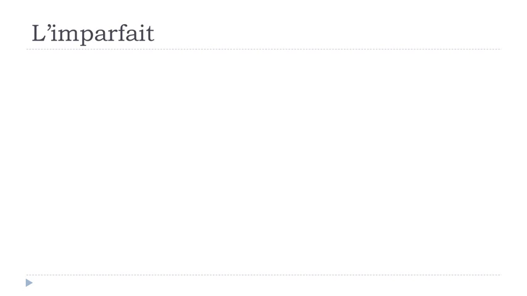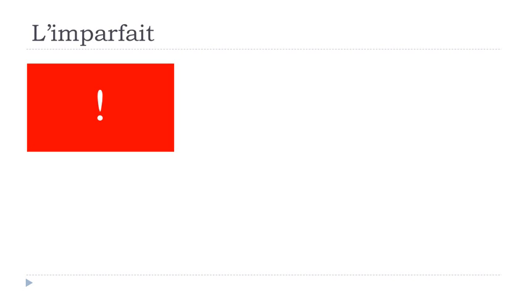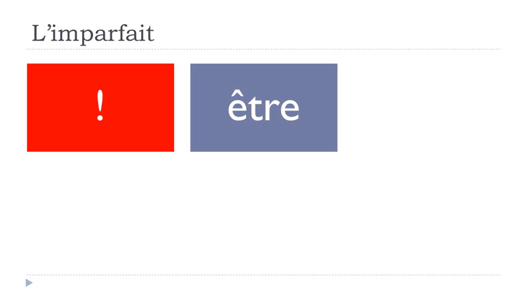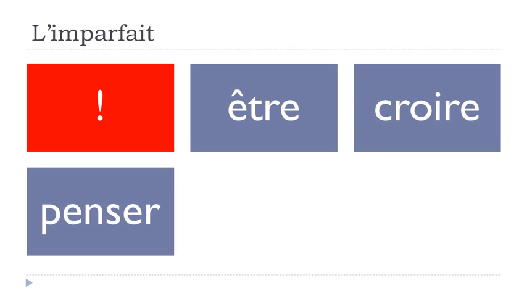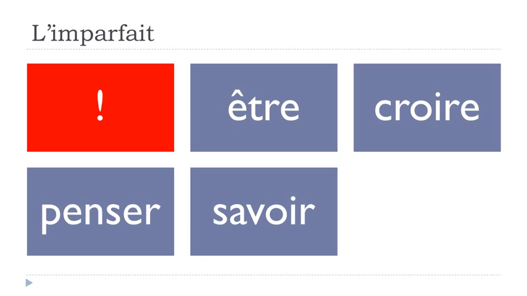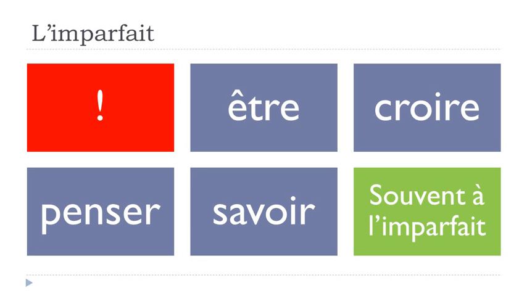One thing that you should keep in mind is that être, to be, croire, to believe, penser, to think, savoir, to know, are often, and it's quite important, souvent, often, so it's not always, because it's not possible to say always, especially if you're talking about French grammar, but often you use them at the imparfait form.